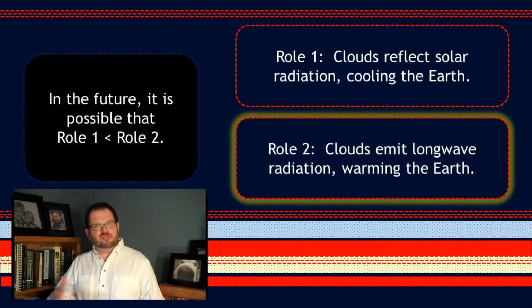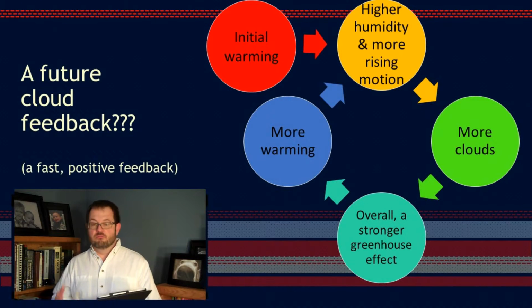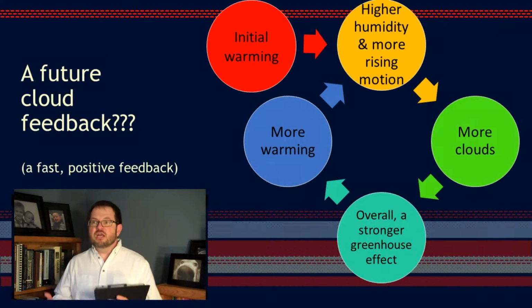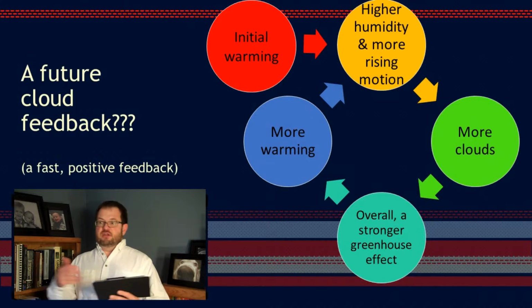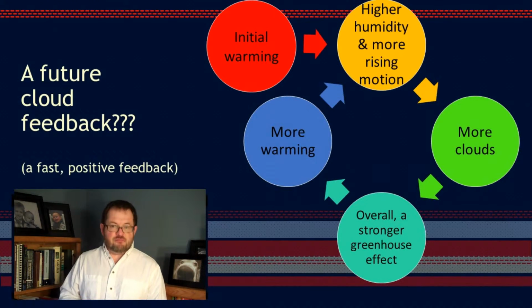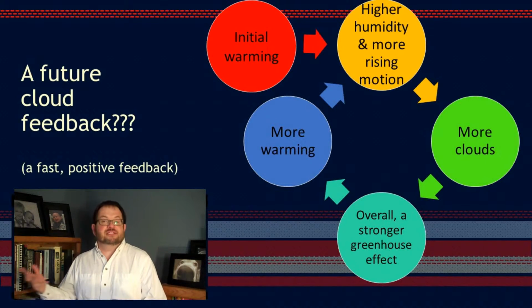It kind of depends on how much warming will happen. But if that happens, we get a positive but fast feedback where more warming due to greenhouse gases will mean higher humidity and more clouds, but those clouds will mean even more of a greenhouse effect, which means even more warming, which means even higher humidities and more clouds, and we'll have a positive, fast feedback. Again, it doesn't take a decade for those clouds to form. They form more or less immediately.